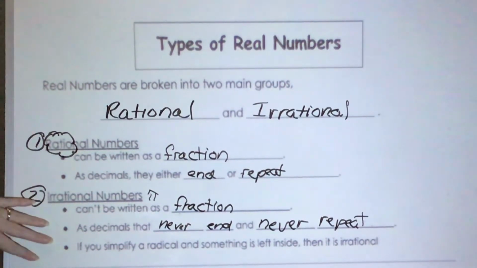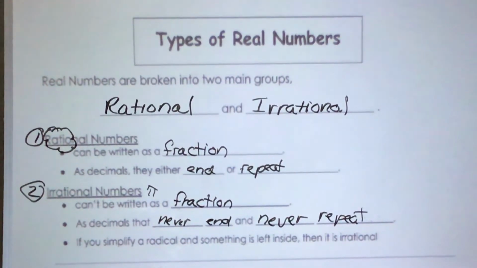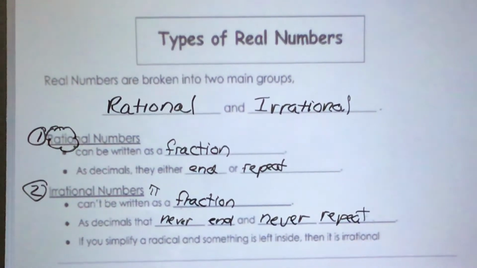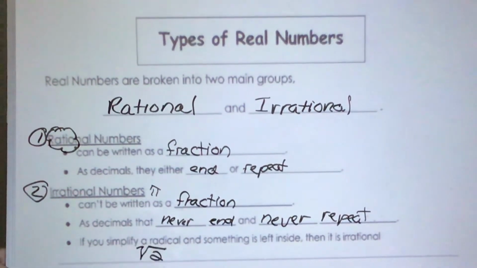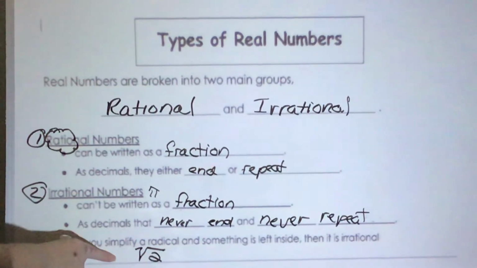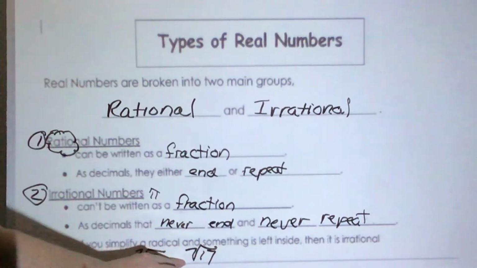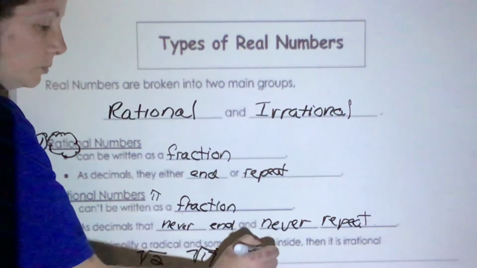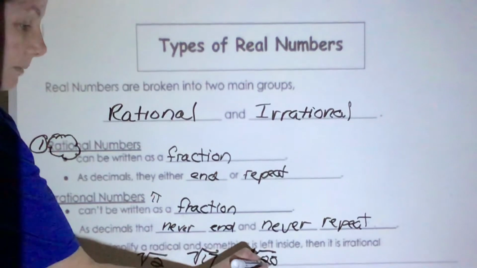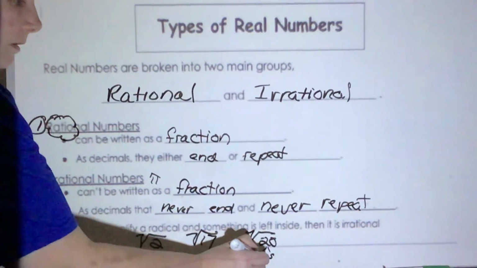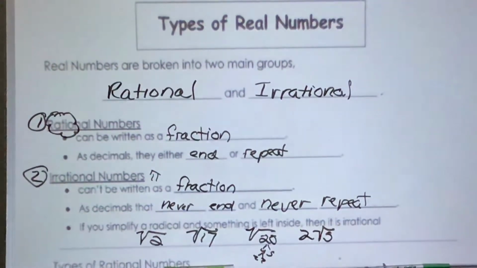The other irrational numbers, there are so many. If you simplify a radical by doing the factor tree and not everything goes outside, you still have something left on the inside, that number is irrational. So square root of 2 is irrational, because if you go to simplify it, not everything's coming outside. Square root of 17 is irrational, because if you simplify it, not everything goes outside. Square root of 20 is irrational, because if you made the factor tree, part of the 20 would come outside. The 2 would come outside, but the 5 stays in. If you have anything left on the inside, it's an irrational number.